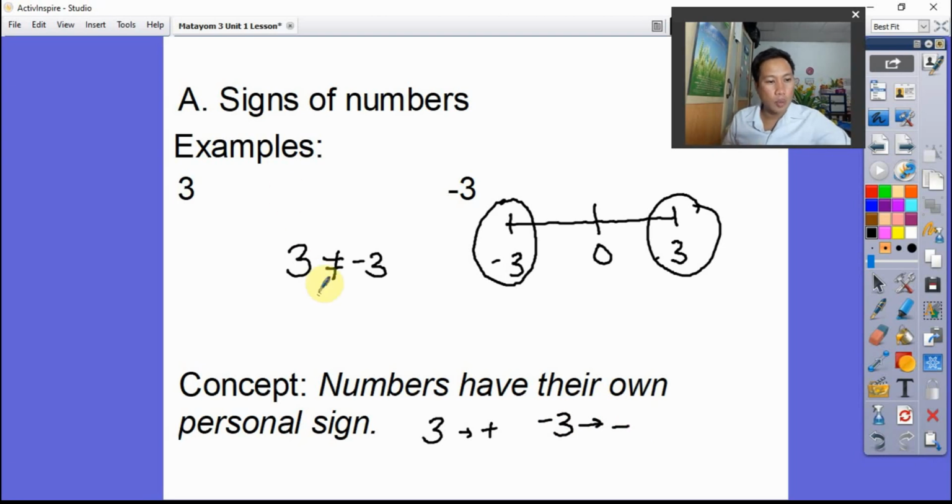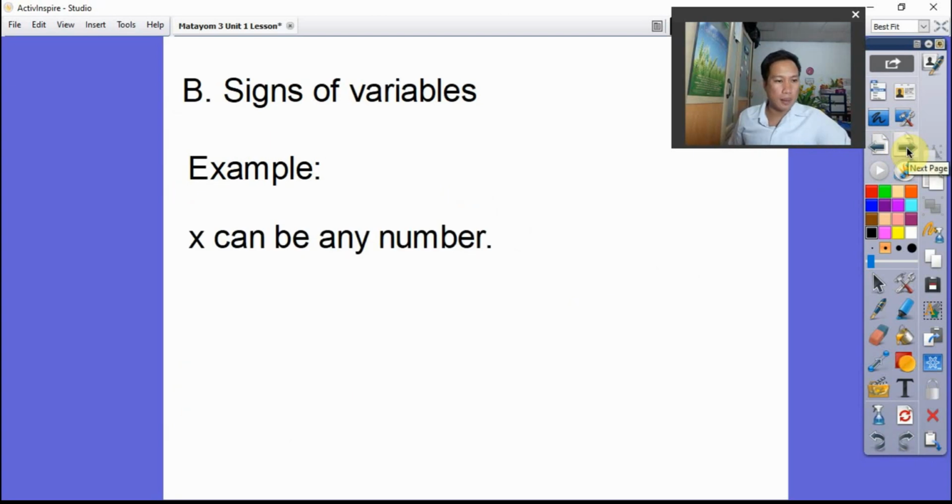So a positive number has its own positive sign. A negative number has its own negative sign. And that is our concept number 1. If you want to press the pause button to write in your notes, you can do that. Okay, so let's move to the next one.